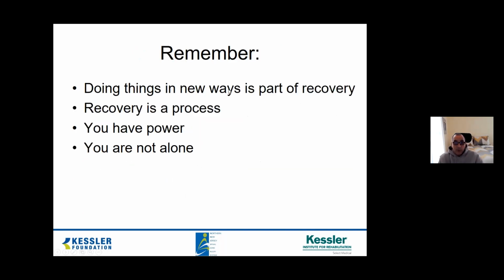So remember, doing things in new ways is part of recovery. Keep an open mind. Recovery is a process. Be patient with yourself and how your injury progresses and your rehab progresses. Remember that you have power, so take part in rehab, and you are not alone. You have your whole rehab team to help you and to address any questions or concerns you may have.